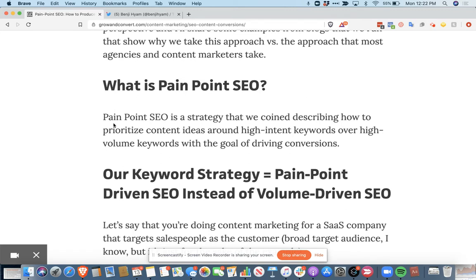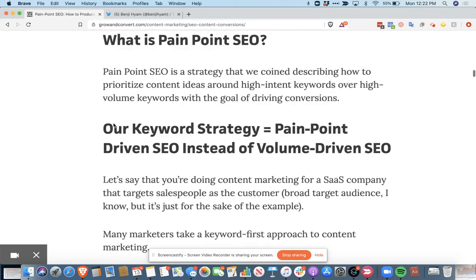So again, it flips the script in the way that most people approach it. Many SEOs, content marketers, freelance writers just kind of look at a keyword that's on a subject and assume that the one with the highest volume is going to be the one that converts at the highest percentage, or it's going to yield the most conversions for the company. Again, we're saying that that's not true.